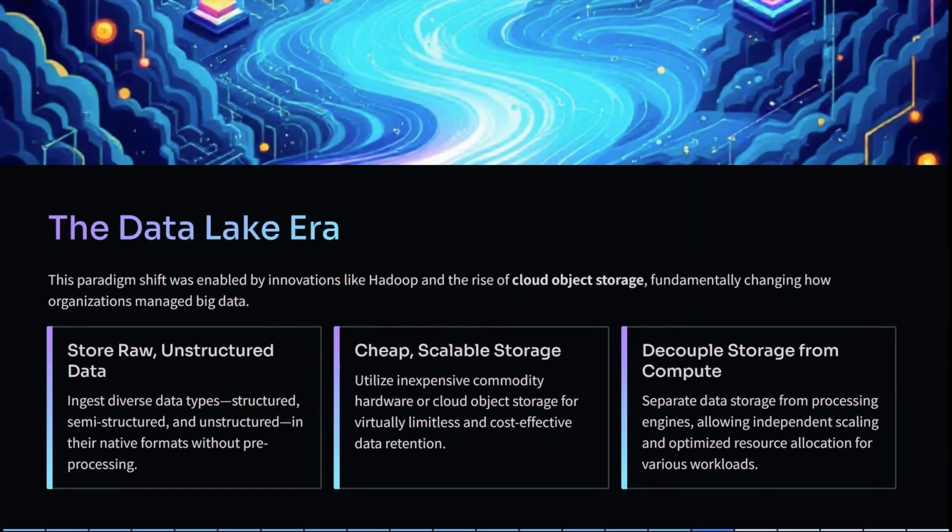As companies collected more and more data, they needed a place to store everything, even if that data wasn't structured yet. This idea became the data lake. A data lake stores raw, unprocessed data cheaply and at massive scale. It doesn't require a fixed schema, and it separates storage from compute. Systems like Hadoop HDFS, Amazon S3, and Azure Blob Storage made it easy for companies to build large data lakes for analytics and machine learning.